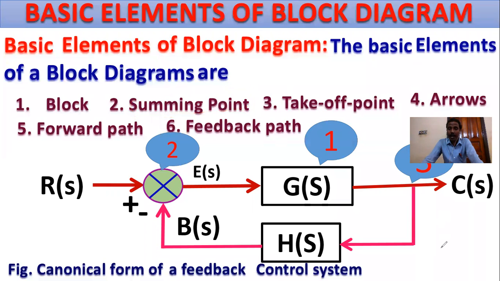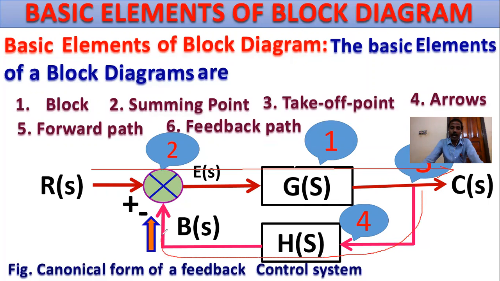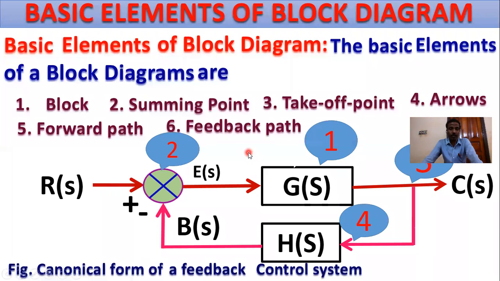And next, arrows. And the forward path direction: this is the forward direction, and this is the feedback direction. The forward direction is from input to output, and the direction from output to input is the feedback direction. This is also called the feedback path, and this is the forward path concept.